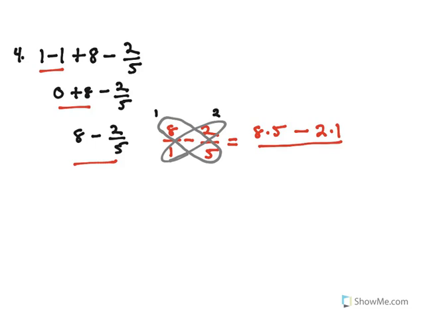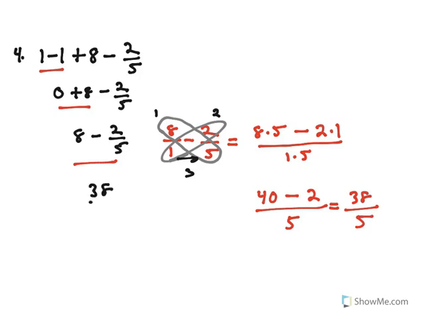That's my second round. My third round is I multiply these two numbers together, and I get 1 times 5. So 8 times 5, again, is 40. Take away 2 times 1 is 2. 1 times 5 is 5. 40 minus 2 is 38 all over 5. So that is my final answer, 38 over 5.